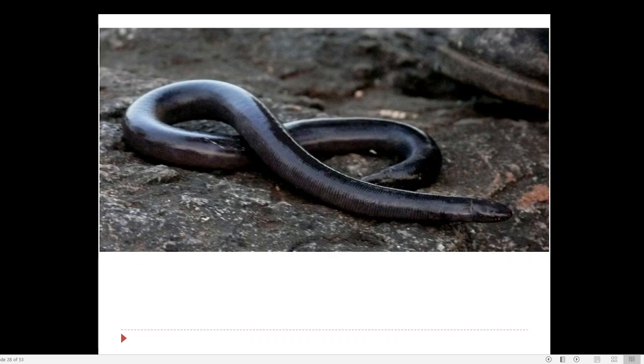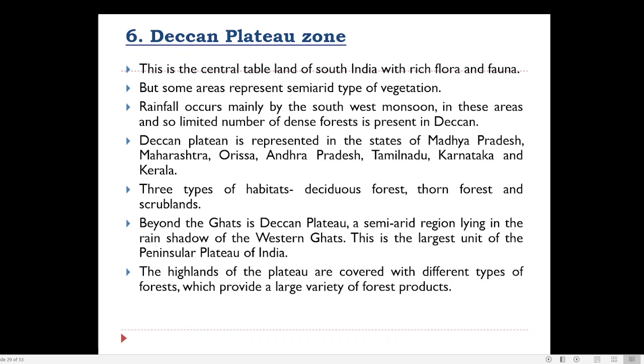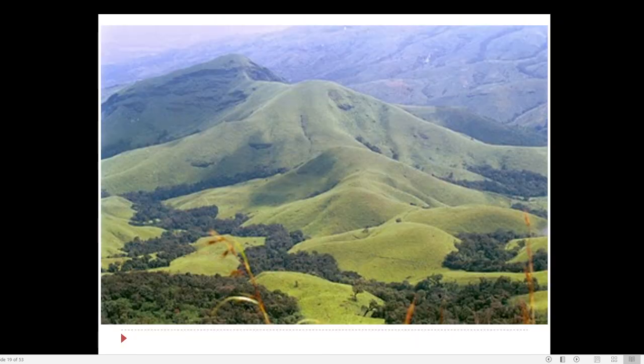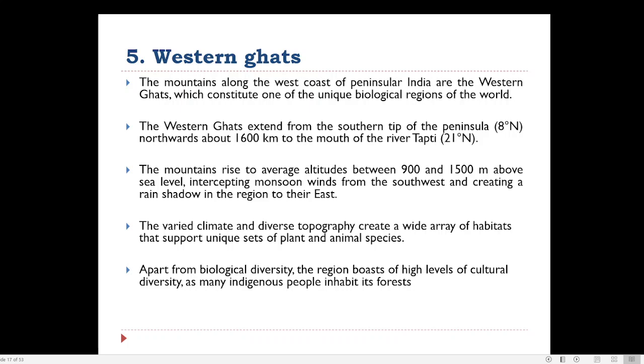Then this is a Sicilian, a legless amphibian. If you go to the Western Ghats, you can see them at maybe this size, about 1 foot in length. The Western Ghats is an important region because it has high diversity of plants, high diversity of animals, and high tribal diversity.